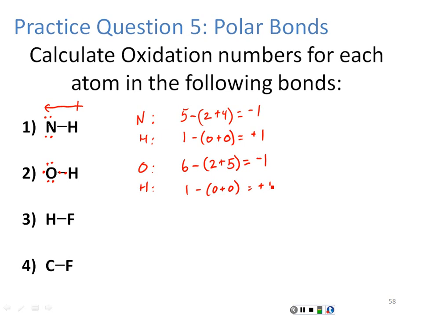Another thing you should notice here is that the oxidation numbers of all the atoms in a molecule add up to the formal charge on that molecule. So all of these molecules are uncharged, so the oxidation numbers should add up to be 0. So +1 -1 equals 0. So that should be the total charge on your molecule.